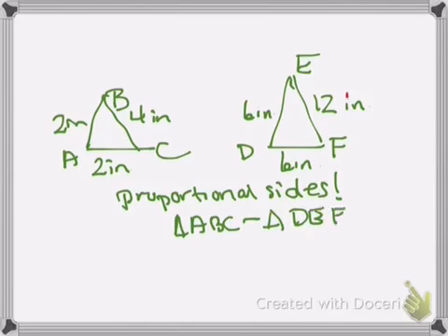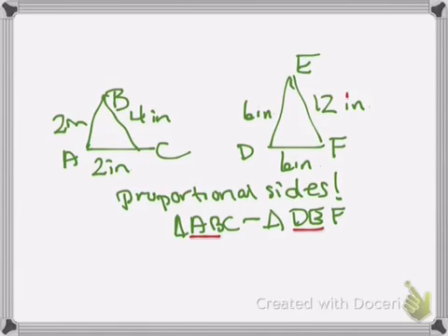And it tells you the similarity statement, triangle ABC is similar to triangle DEF. So whatever angle A measures, angle D measures the exact same thing. Whatever angle B measures, so does angle E. And whatever angle C measures, so does angle F. They're exactly the same, but what about the sides?